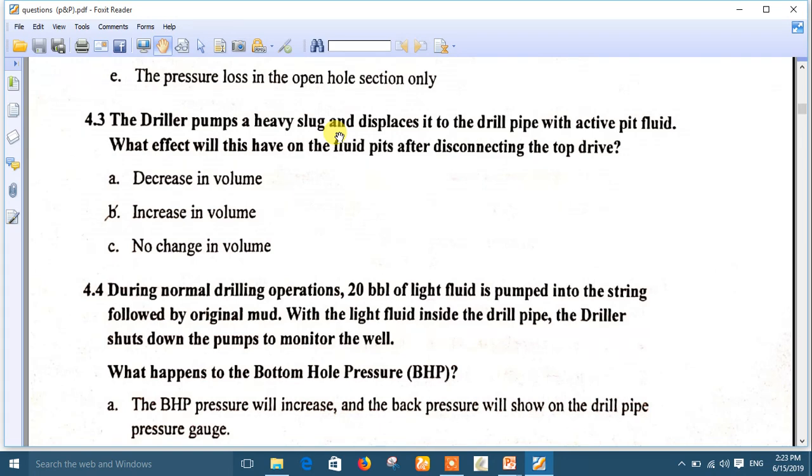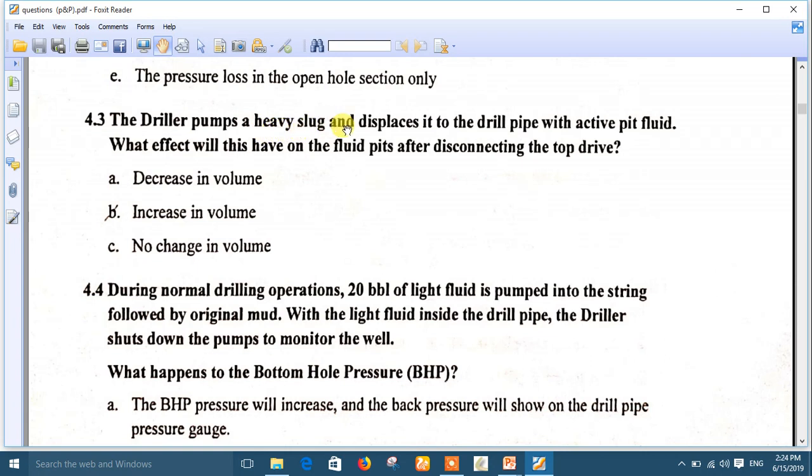A heavy slug is plus or minus 2 ppg over the mud, and it's about 25 barrels in the 5-inch drill pipes, or 15 barrels in the 3.5 drill pipes. But why do we pump a slug? We pump it so we can pull out of the hole dry. Okay, let's see the question.